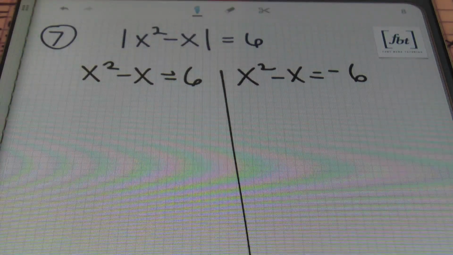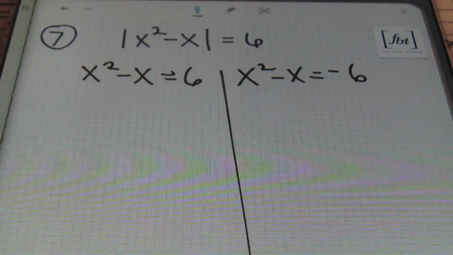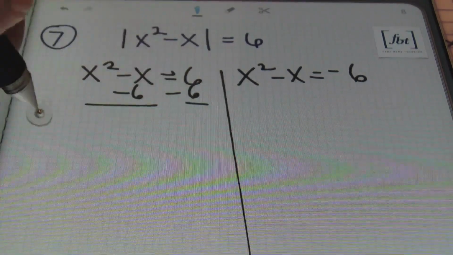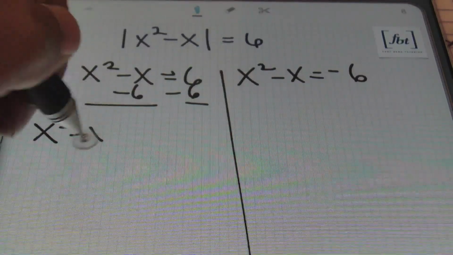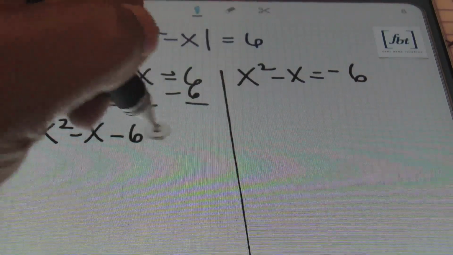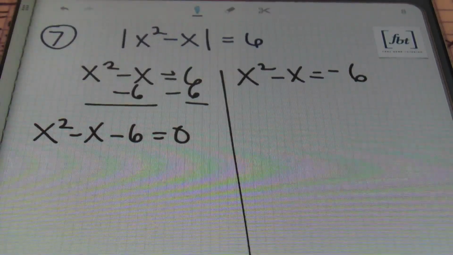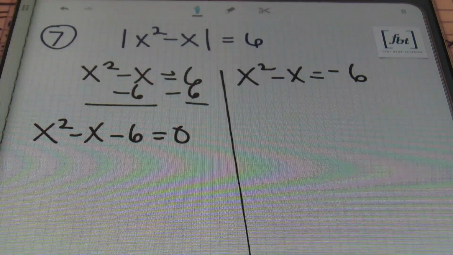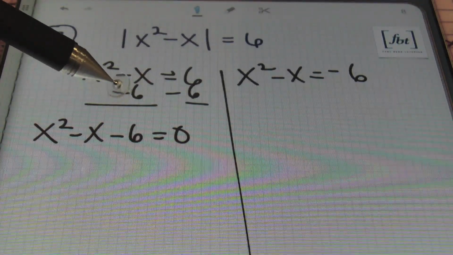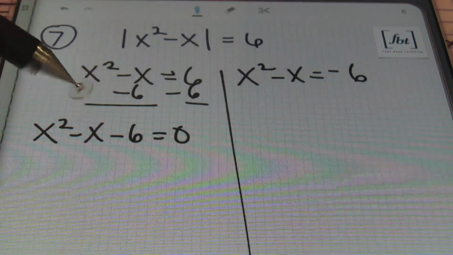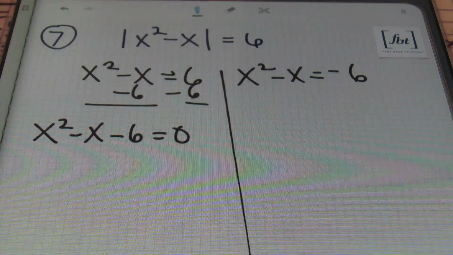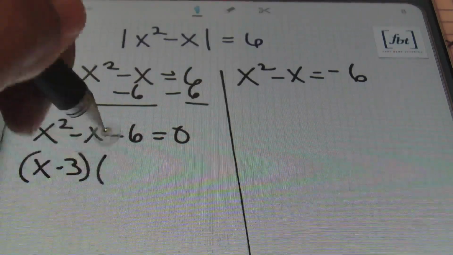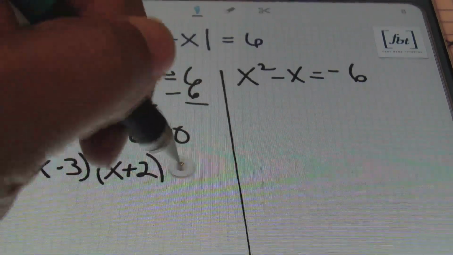Once we have this, then solving for x, I'll be subtracting 6 from both sides in the first equation, and I'll end up with a quadratic equation that reads x squared minus x minus 6 equals 0. Fortunately, this happens to be factorable, right? So I would be looking for two numbers that will multiply to give me 6 and subtract to give me 1. Well, those two values are 3 and 2. So I can factor this into x minus 3 times x plus 2 equals 0.